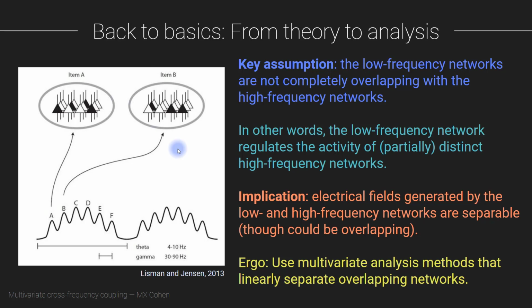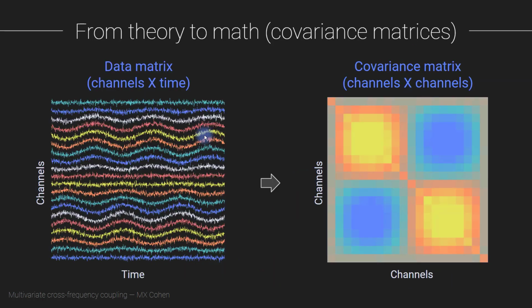I think that's the good approach. I think a multivariate approach is what we need for cross-frequency coupling, and I don't want to argue that the particular method that I'm going to show you is necessarily the best or necessarily the only one. Okay, so with that said, what we need to do is come up with a compact representation of all the interactions between all the channels in our data set. And we do that using a covariance matrix.